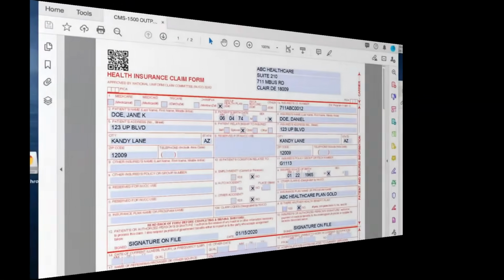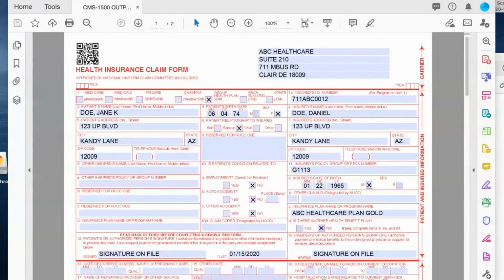This training is a walkthrough of a completed CMS 1500 outpatient claim form, also known as a HCFA 1500 form. This is a sample claim for training purposes, so none of the information we'll be using is real.